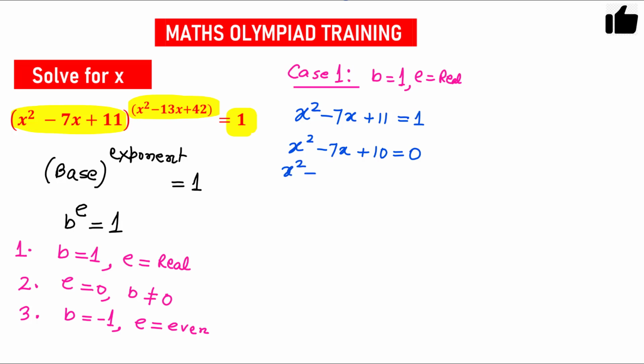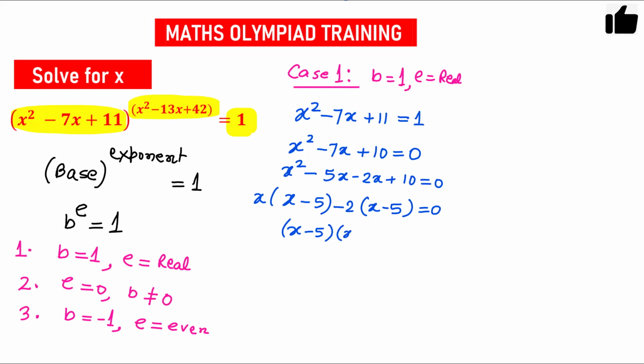Or you can factorize: x square minus 5x minus 2x plus 10 is equal to 0. This means you can take x common from the first two terms, giving x minus 5, and then take minus 2 common, and then this is also x minus 5. This is equal to 0. This means x minus 5 times x minus 2 is equal to 0. So two solutions we will have: x is equal to 2 and x is equal to 5.